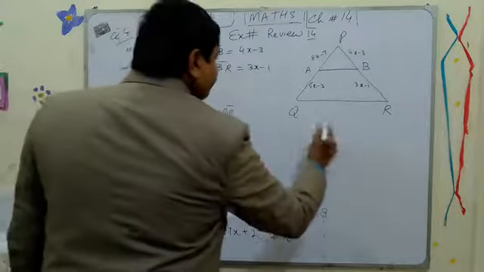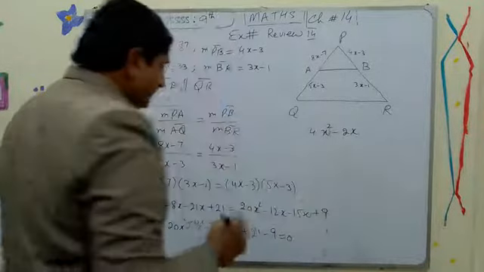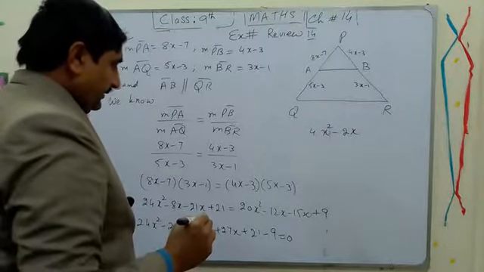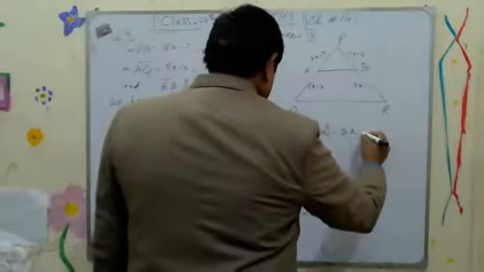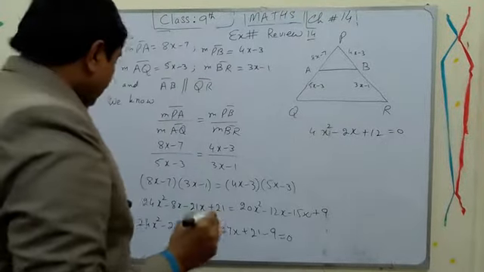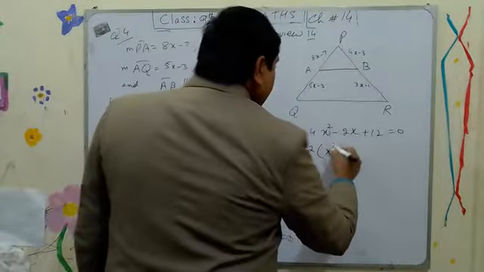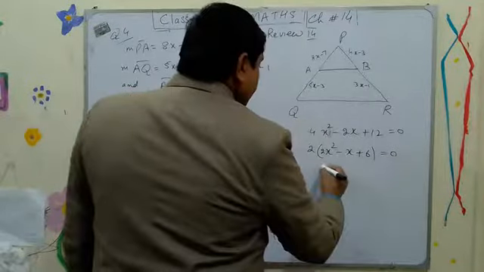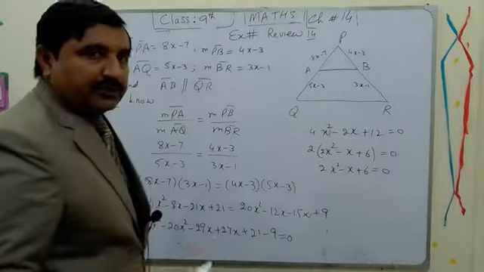And we get 4x square minus 2x. 21 minus 9 will give you 12. Am I right? So we get plus 12 is equal to 0, right? Now taking 2 as common in both values, we get 2x square minus x plus 6 is equal to 0. Whenever we divide both sides by 2, we get 0.